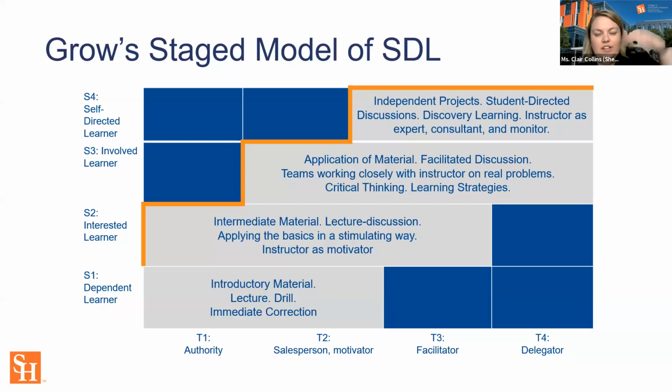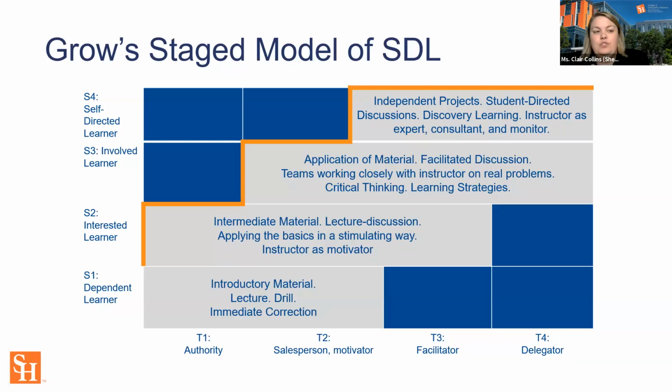In stage 1, on the left-hand side, the S represents the student, and running across the bottom, the T is the teacher. When students come to us in medical school, they are a dependent learner, and our teachers are really the authority. They are looking for that classic lecture and drill, immediate corrections. The teacher is responsible for most of the facilitation of learning, and the students are holding the instructor accountable for that learning and their own growth.